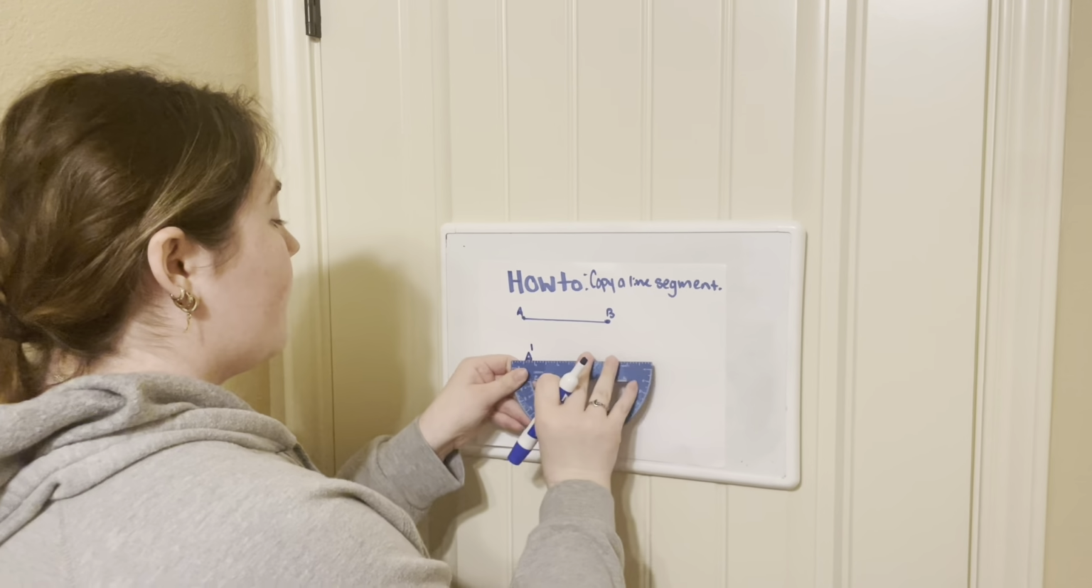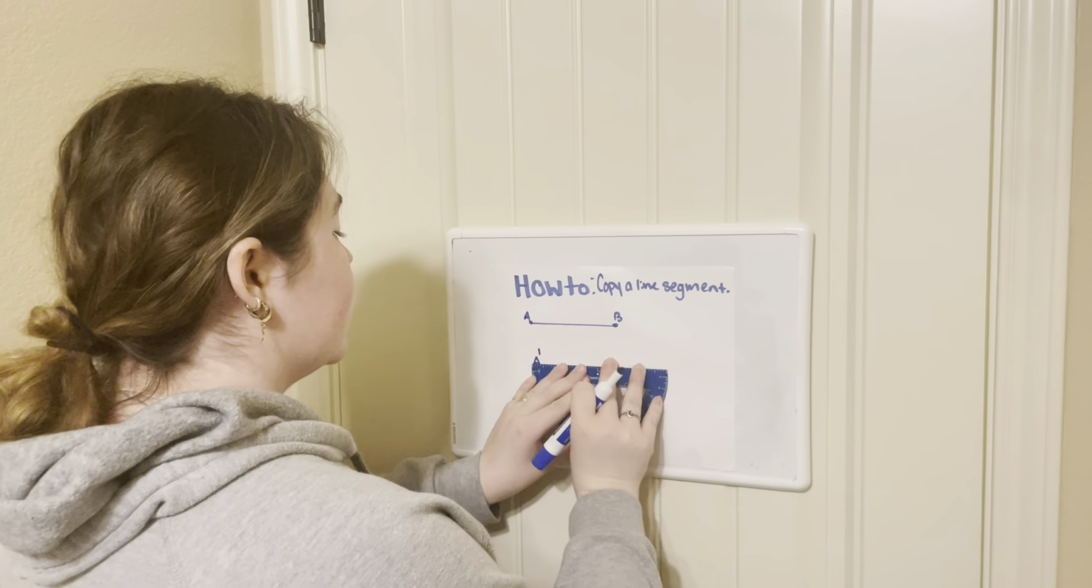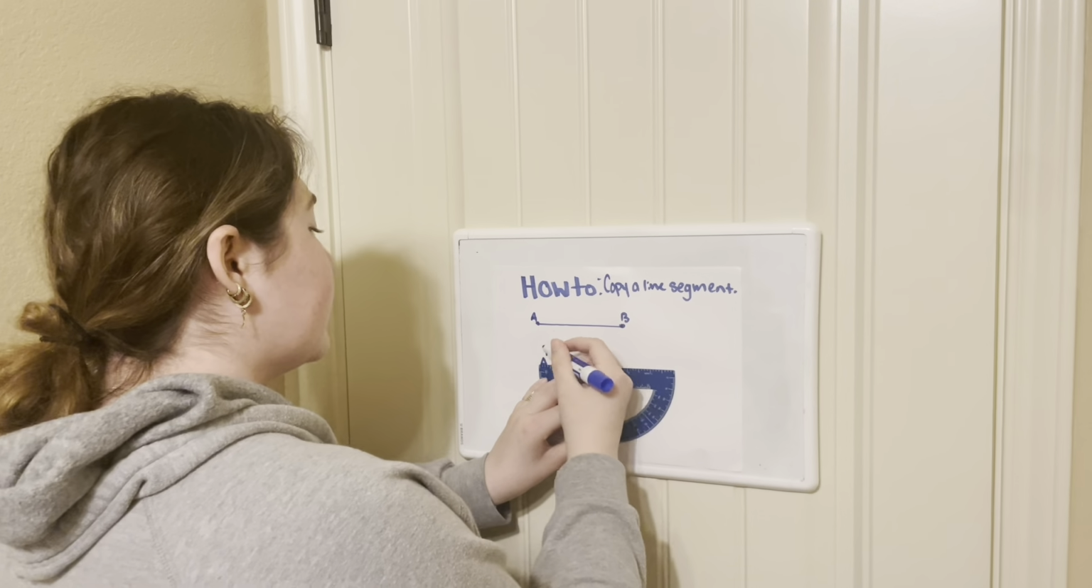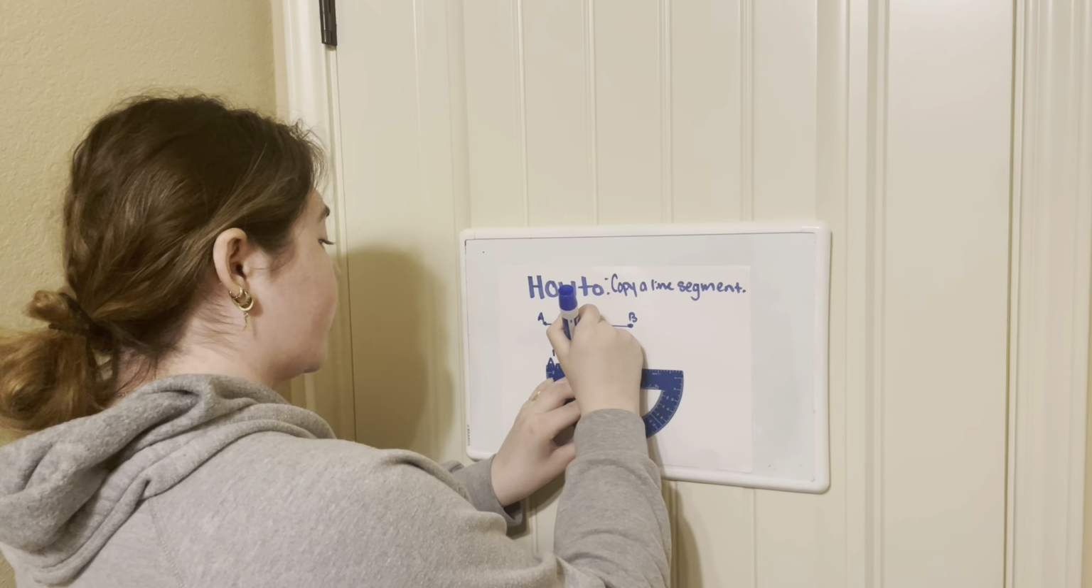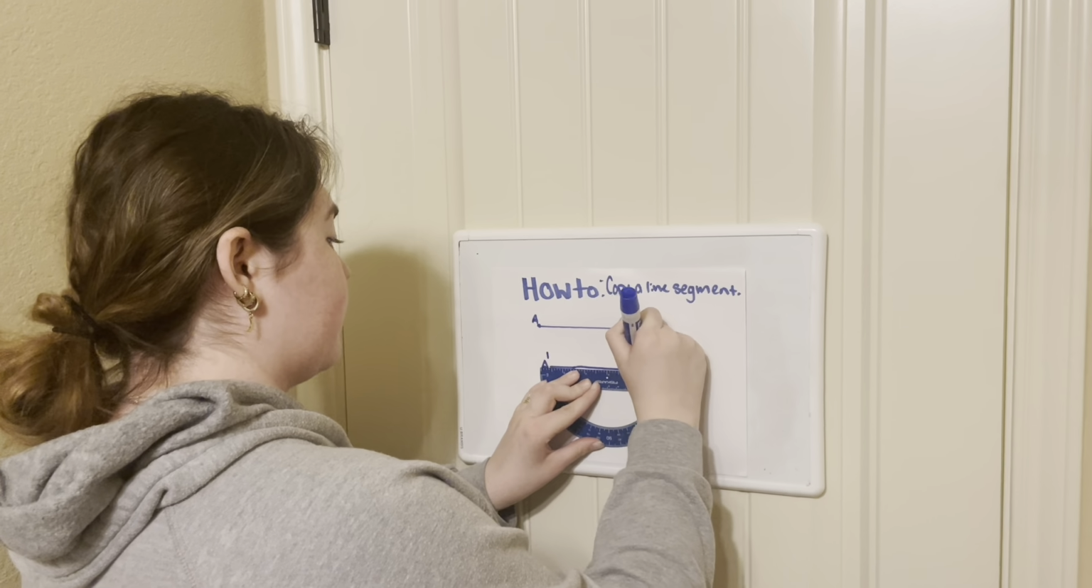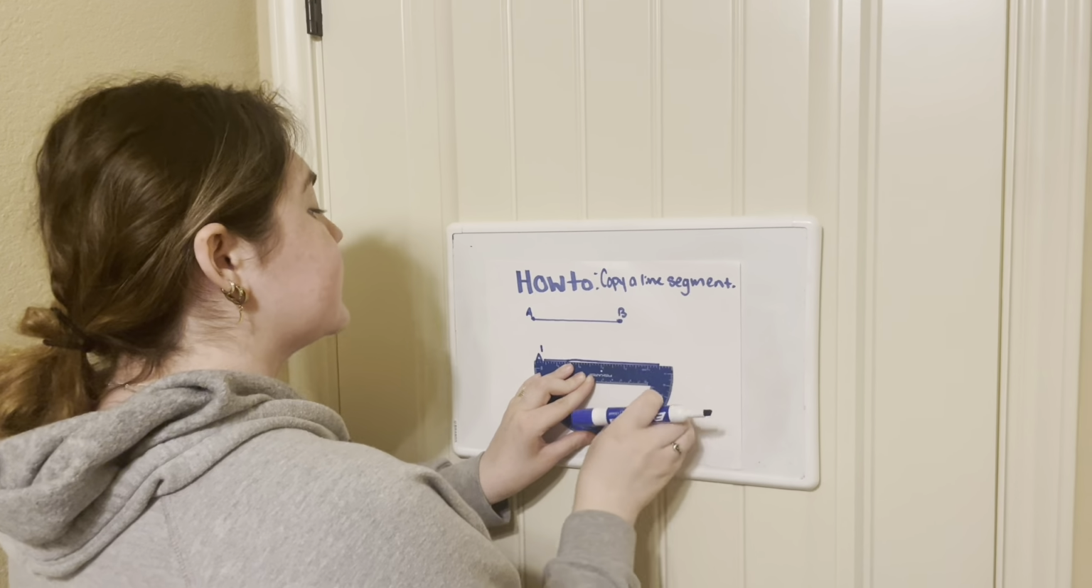So now I'm also going to take my straight edge. I'm going to draw another straight line, but I'm actually going to make sure that this line is clearly longer than my original segment. This gives us room for any mistakes and makes sure we have plenty of room to copy this segment as accurately as possible.